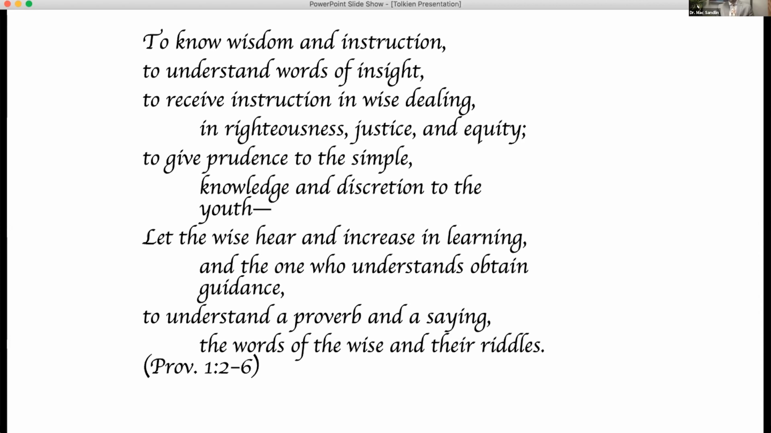We want to look at the words of the wise and their riddles as they appear in Tolkien. Being a theologian, I'll sometimes make connections to that field as well. Not simply because it's my interest, but because it was an interest of Tolkien's as well, and because it's a pervasive sort of theme throughout all of his works.